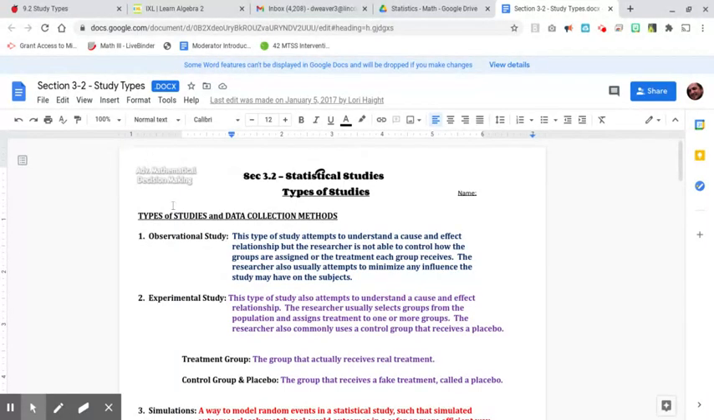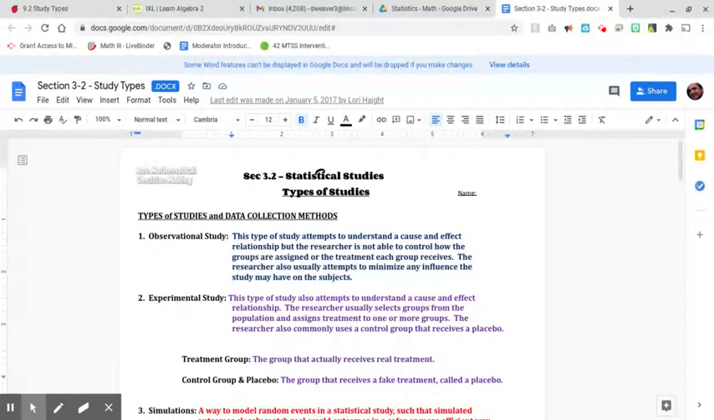So an observational study is just that, you observe. So you watch people doing what they already do. You don't assign them to a group that maybe they wouldn't be in regularly. You don't tell them to do a certain thing or take a certain treatment or not. You just watch what they're already doing.